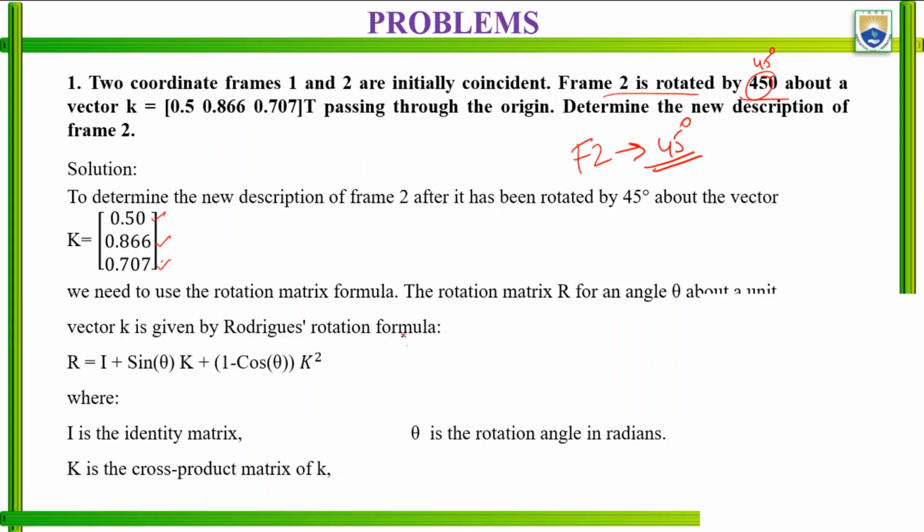Now here, as per the Rodrigues rotation formula, we determine the rotation matrix R with respect to angle theta as R equals I plus sine theta times K plus (1 minus cos theta) times K squared, where I is the identity matrix, theta is the angle, and capital K is the cross product matrix of the vector k.